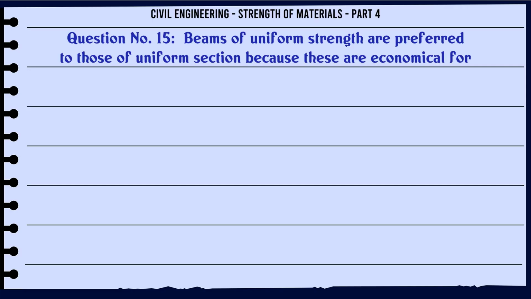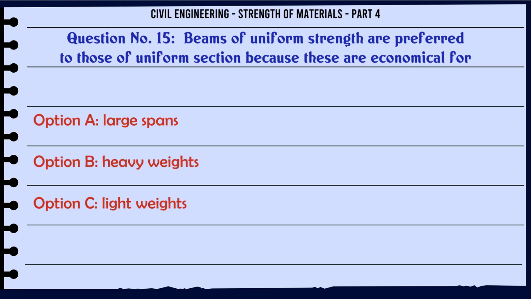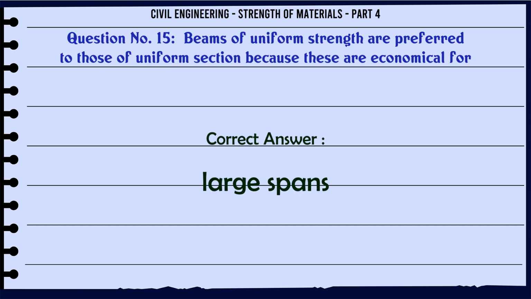Beams of uniform strength are preferred to those of uniform section because these are economical for A: large spans, B: heavy weights, C: light weights, D: short spans. The correct answer is large spans.